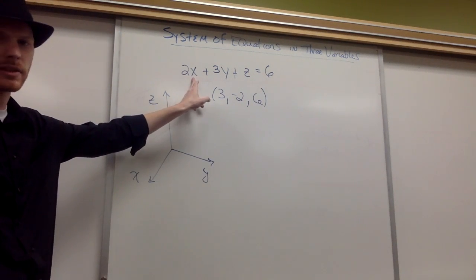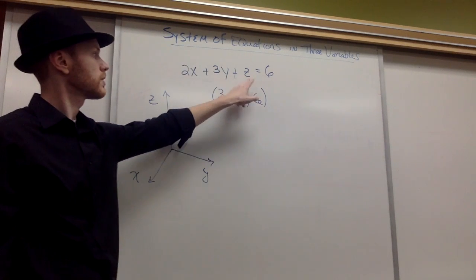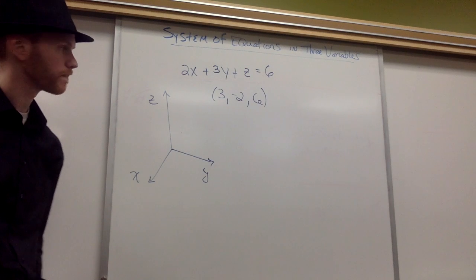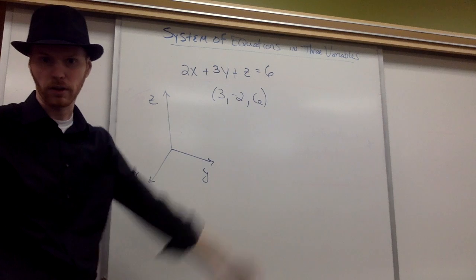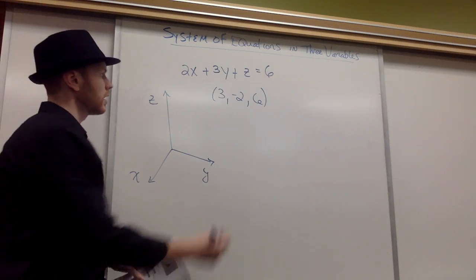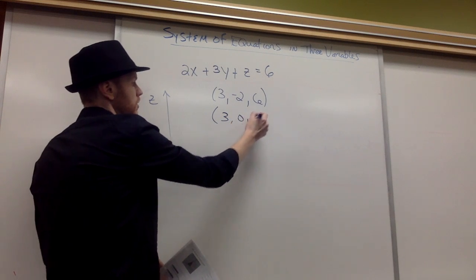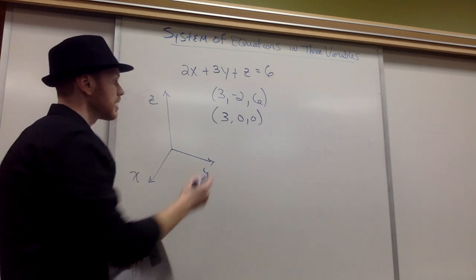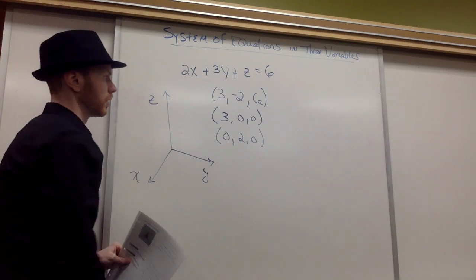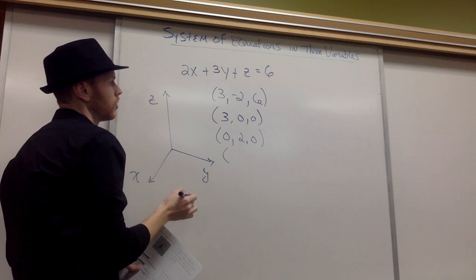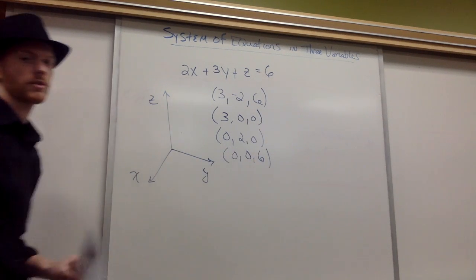So 2 times 3 is 6. Plus 3 times -2 is -6. They cancel out. 6 goes into here. 6 equals 6. It works. And this is the x-coordinate, the y-coordinate, the z-coordinate. So there's one solution. Another solution, I can make this a 3 and the others zeros. That gives me 6. I can make the first one a 0, the second one a 2, and the last one a 0. I could make the first 2 zeros and the last answer a 6.